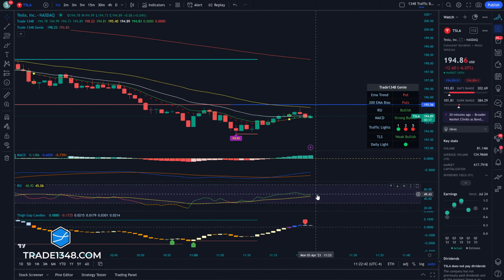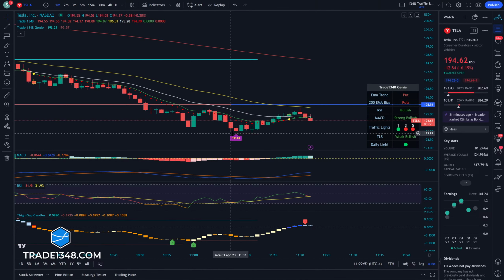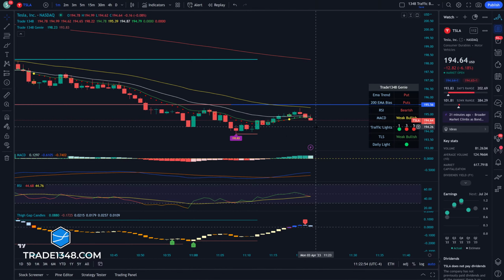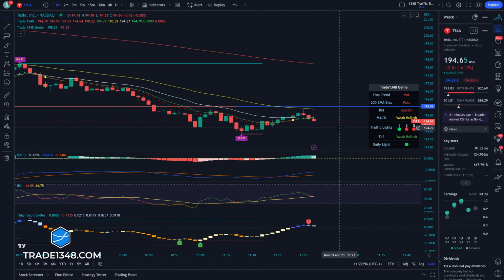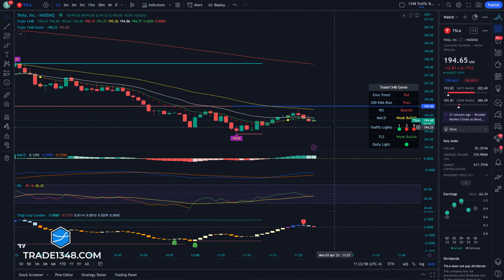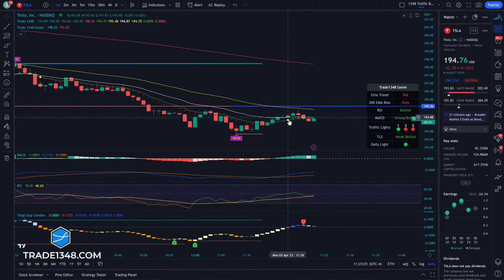RSI is right at, let's see, current value, just shy of 50. I don't know how to play this just yet. Maybe you want to play that reversal. You do. You got a quick scalp here to 193.83. Very, very possible. But these EMAs are so close and so tight. I'm not really liking it. I'm really not liking it.